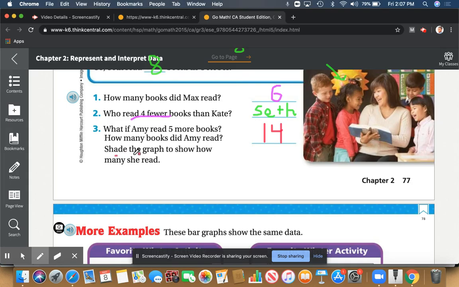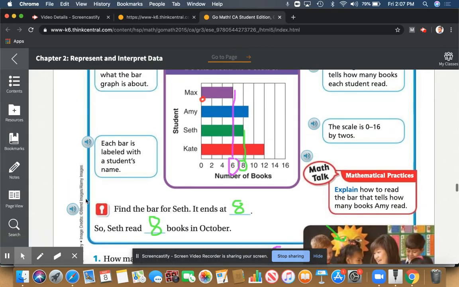And then it says shade the graph to show how many she read. So after she reads 5 more, she's in blue here. So here's 1 more. There's 2 more, 3 more, 5 more. That would bring us to 14 for Amy. All right, guys, that's how you read bar graphs.